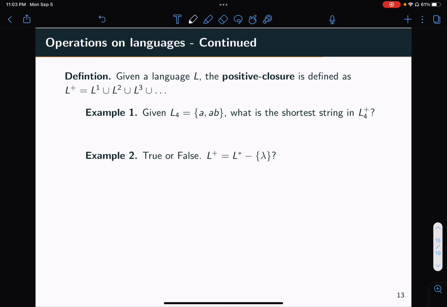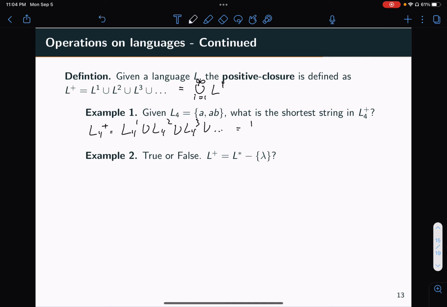The last operation is not going to be very different from the previous one. It's going to be the positive closure of a language L. That's just the infinite union, but starting at 1. So it's the infinite union of the exponential concatenations of L starting at 1. So for instance here, given L4 is A and then AB, what is the shortest string in L4 plus? Well, L4 plus is L4 to the 1, union L4 to the 2, union L4 to the 3, and so on.